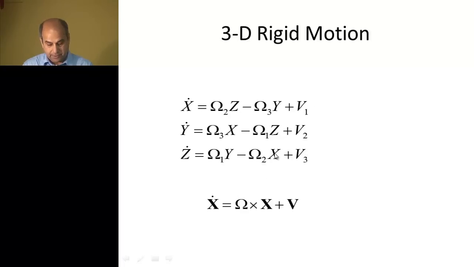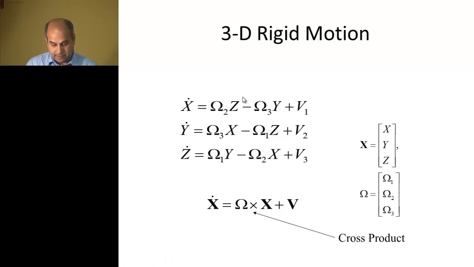So this also is written like that. We have the x dot vector, then we have these rotation angles, and then the cross product with x, and then plus v. So you can verify that if you expand this cross product of vectors, you'll get it like this. Okay, so that is nice.